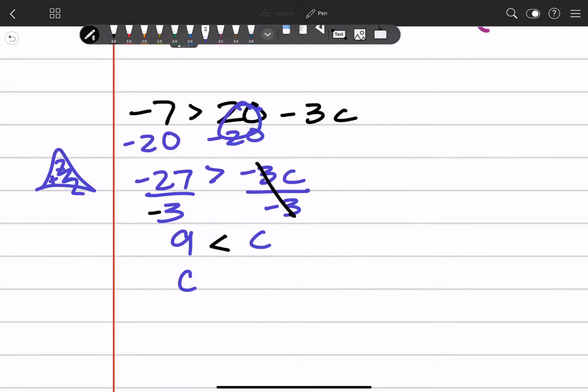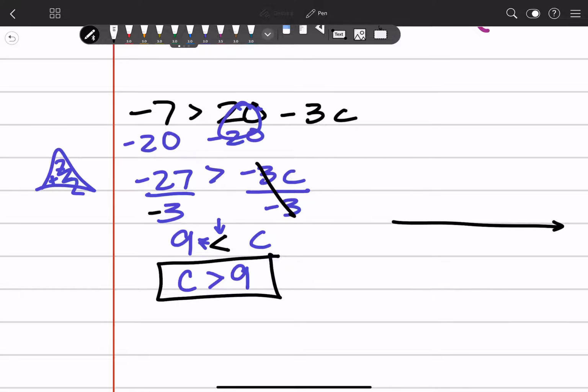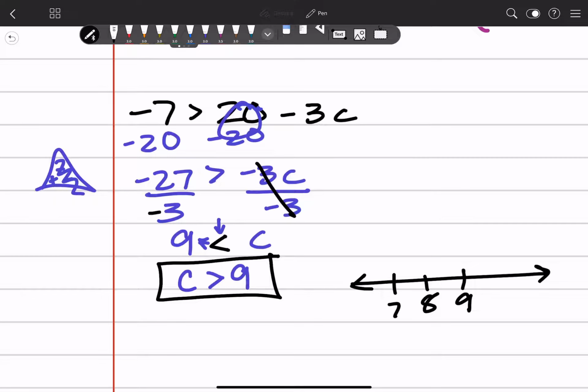So it's going to be C. And this time it was pointing at the 9. So we're going to have it continue to point at the 9. And our final answer would be C is greater than 9. And our number line for this would look something like this. We've got a 9, 2 numbers before, 2 numbers after.